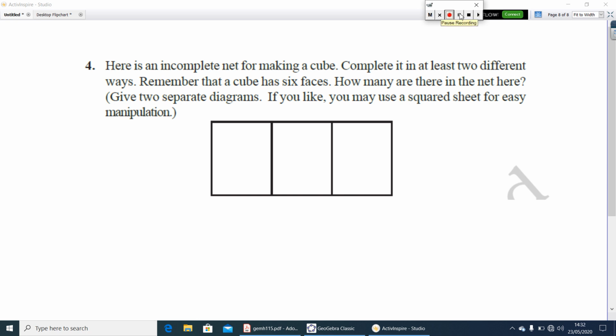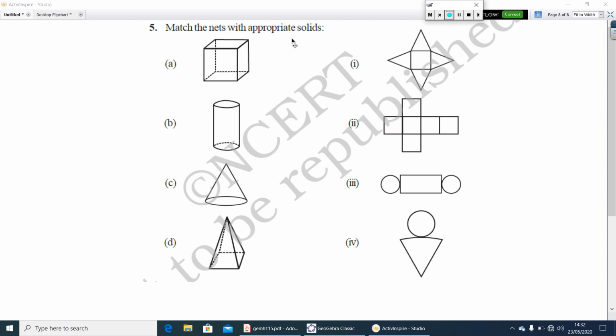In question number 1 you have different types of nets for a cube. You can refer to it. Now match the nets with appropriate solids. Here the solid shapes are there. Here nets are given. You find out the appropriate solid.